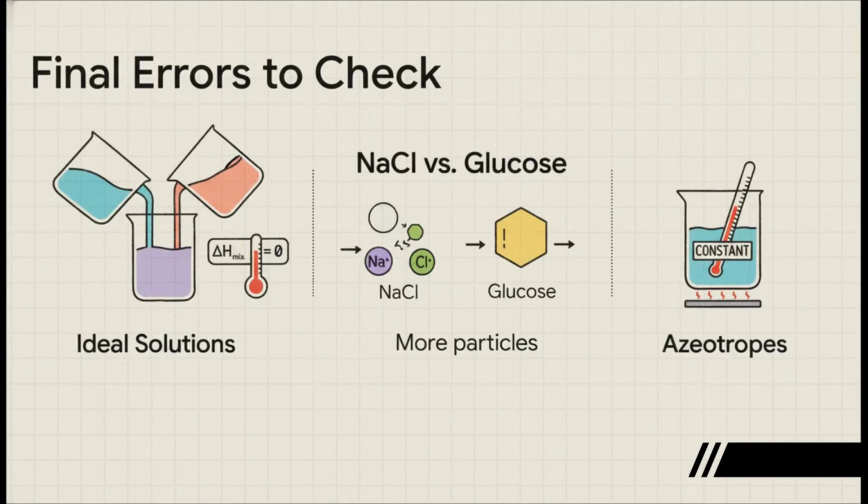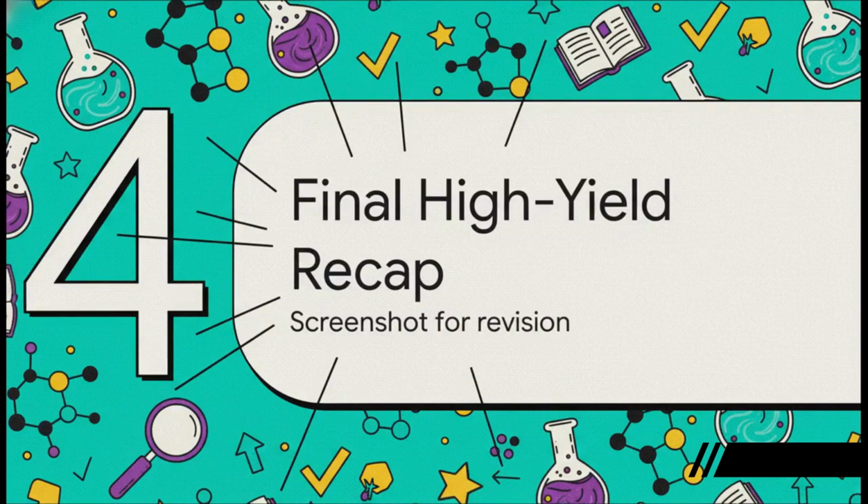And here are the final errors to watch out for. Forgetting that ideal solutions have zero heat change on mixing. Getting confused on colligative properties. Remember, NaCl breaks into 2 particles while glucose stays as 1, so NaCl is going to have a way bigger effect. And finally, misremembering the core definition of an azeotrope. What is it? It has a constant boiling point. Period.